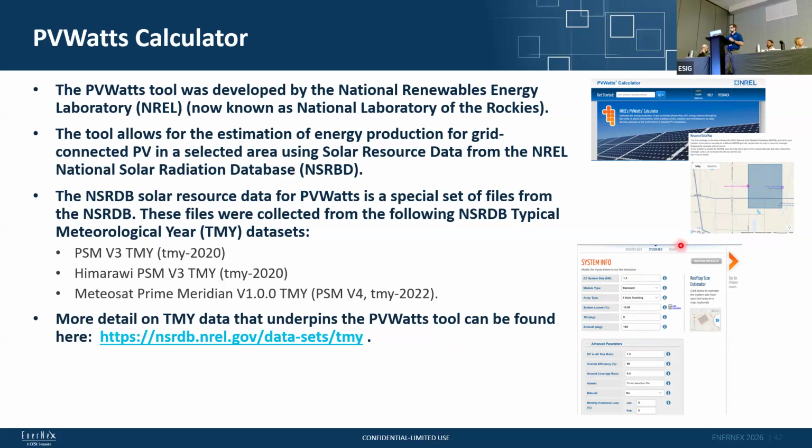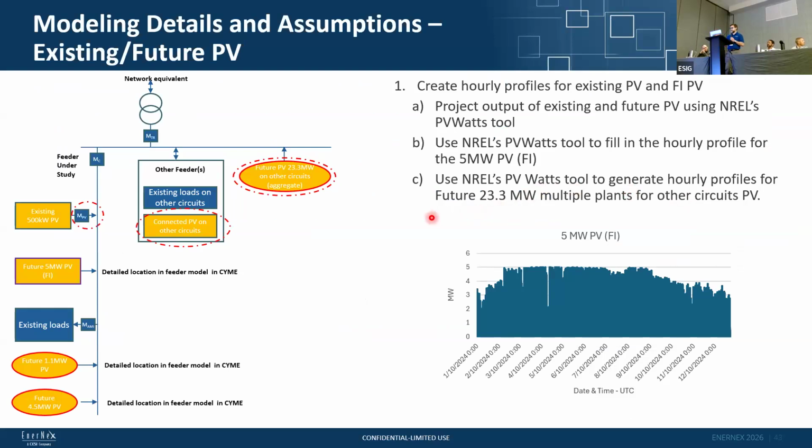And one of the neat things about the NREL tool is they have it split up into different grids. So you can get different profiles based on different areas, different weather patterns and all that. So it's a pretty powerful tool. It just generates an hourly profile for the whole year for the 8760 study. And we had to do this for some of the existing PVs, the future PVs, as well as we did one for the FI PV and all the aggregate PVs from the other circuits.